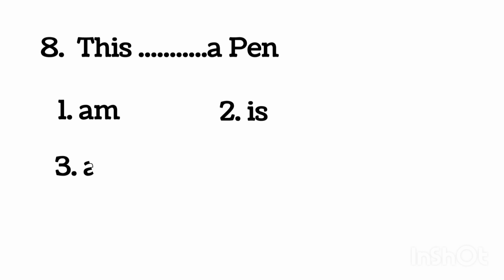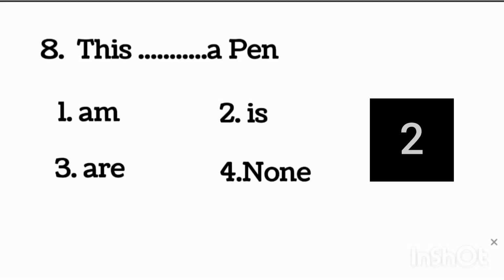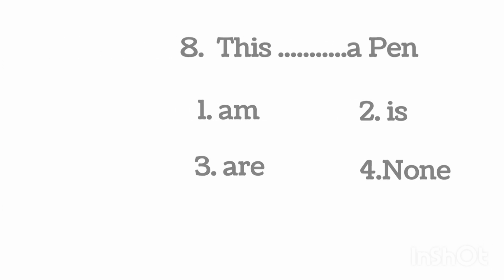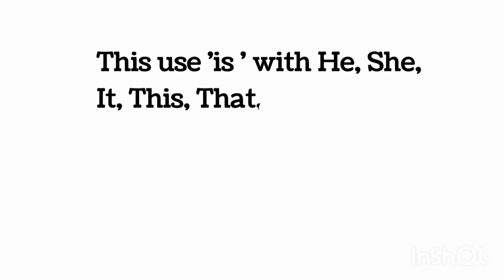This dash a pen. Am, is, or none. This is a pen. We use is with he, she, it, this, that, Raju.